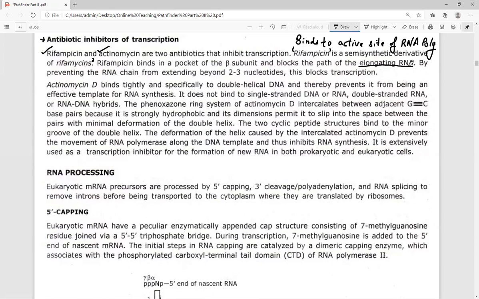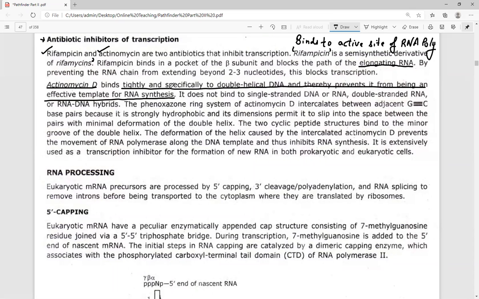Next, actinomycin D. Actinomycin D is an anti-cancerous agent. It will prevent the development of cancer. So when you talk about actinomycin D, it binds tightly and specifically to the double-stranded DNA molecule, preventing the double-stranded DNA molecule from being an active template for RNA synthesis. So again, the process of transcription will be blocked with the help of actinomycin D. Actinomycin D will be inhibiting the process of transcription by blocking the RNA synthesis that would be taking place.